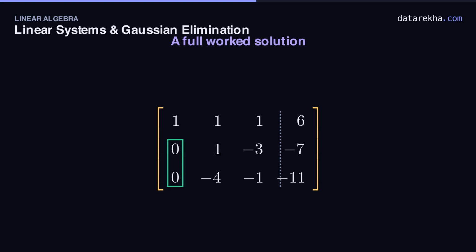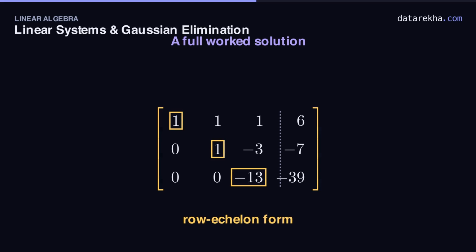The first column below the pivot is now 0. On to the second column. The next pivot is the one in row 2. Below it is a minus 4. So add 4 times row 2 to row 3. That gives 0, 0, minus 13, minus 39. Look at the shape now. A clean staircase, zeros filling the lower left triangle. This is row echelon form. The forward march is done.